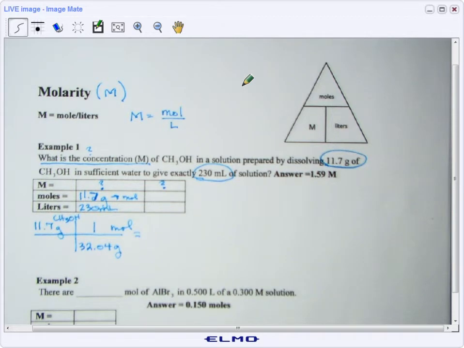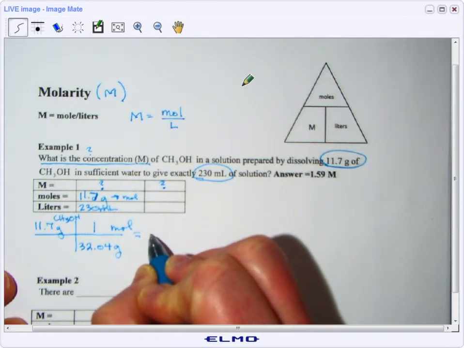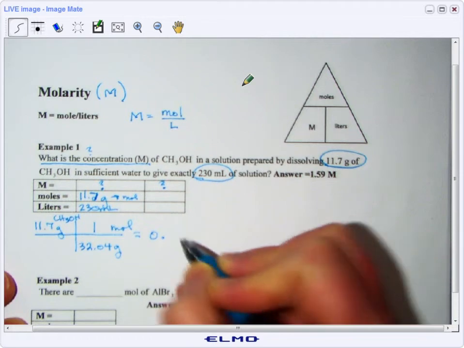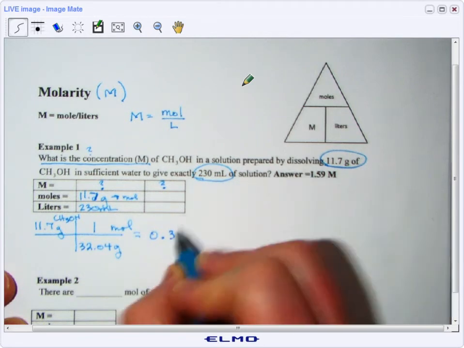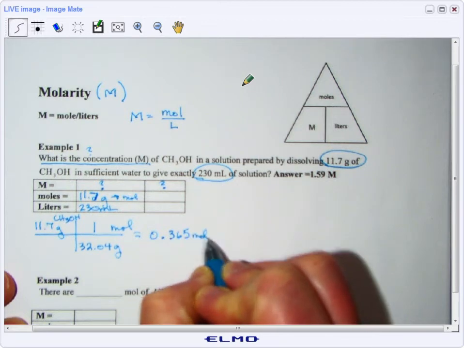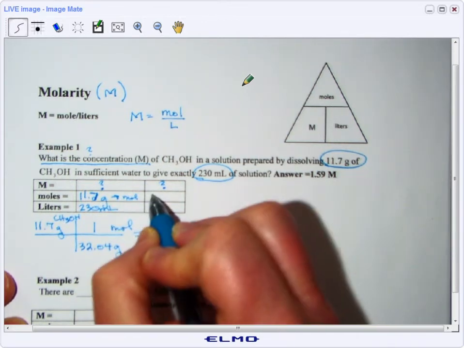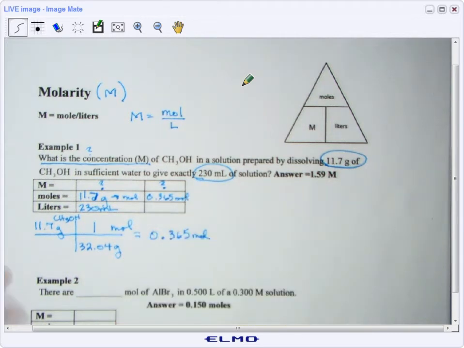After stoichiometry, this stuff is probably a lot easier, right? Hopefully. And we do that, 11.7 divided by 32.04 times 1. What do we get? 0 point something. 0.36. We have three numbers. Can I have what else? 365 moles. Just trying to work with significant figures a little bit. So I'm going to go ahead and put that now, 0.365 moles. So I know that I've got 2 of the 3 done.